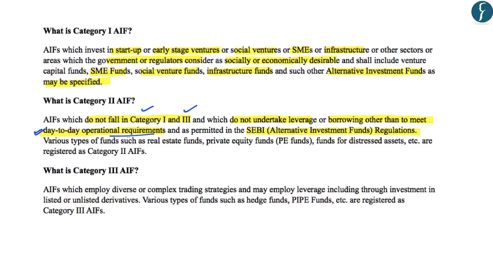It says that various types of funds such as real estate funds, private equity funds, that is PE funds, funds for distressed assets, etc. are registered as category 2 AIFs. Now with respect to category 3 AIFs, it says AIFs which employ diverse or complex trading strategies and may employ leverage, including through investment in listed or unlisted derivatives. Now, various types of these category 3 AIF includes hedge funds, PIPE funds, etc., and are registered as category 3 AIFs. Now, PIPE stands for private investment in public equity.